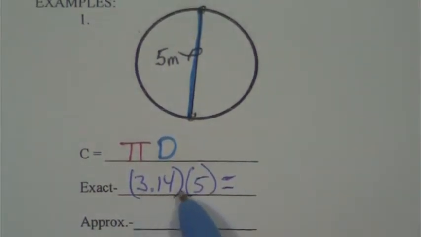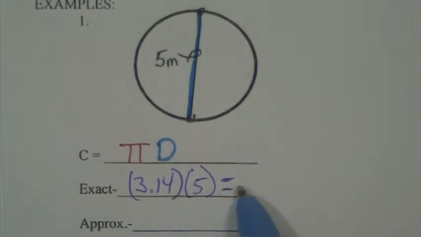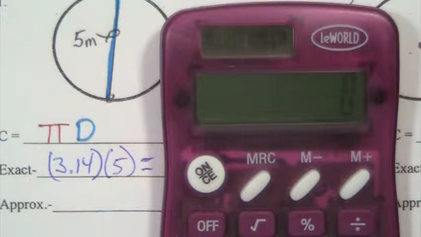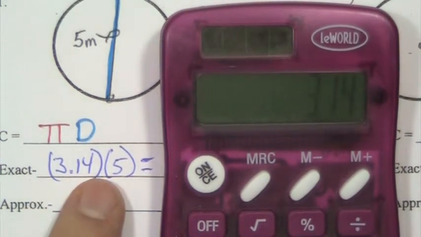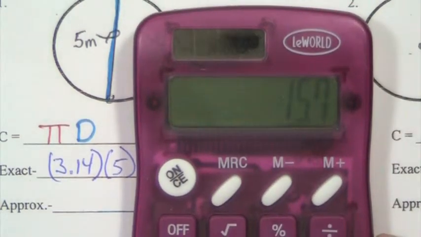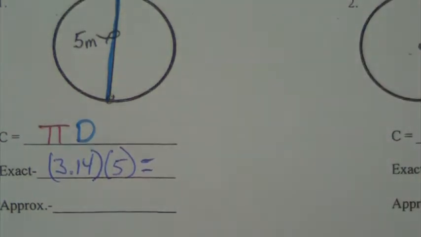Now you can either calculate this manually or use a calculator. I'm just going to use a calculator quickly. So by doing that, if I enter 3.14 times 5 equals, I get 15.7. Okay, so I'll put that down there. That's my answer.